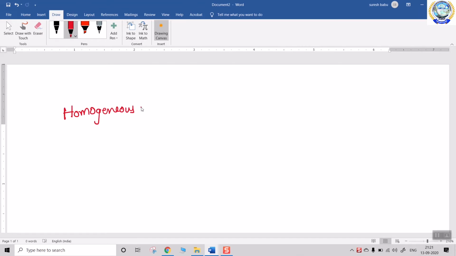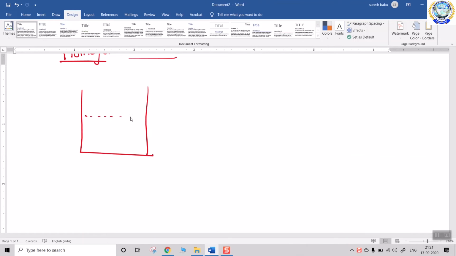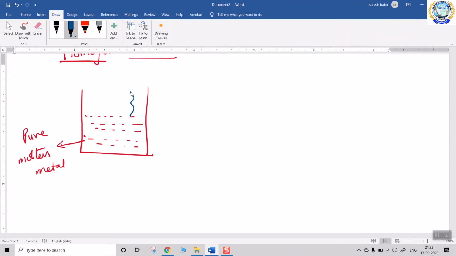Homogeneous nucleation. Let us imagine that it is the molten metal, which is a pure metal, pure molten metal. So this system was left in air to release its heat energy. As a result, it will lose its heat energy into the atmosphere.